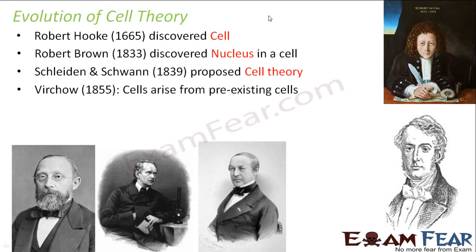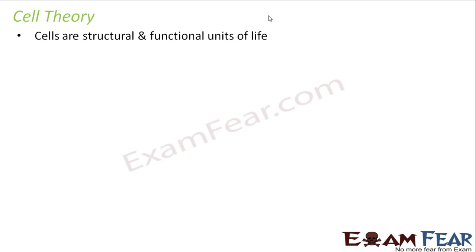These were some of the improvements over the study of the cell, right? Here you can see 1665 when the cell was discovered for the first time. After that there was a long gap, but then again in the 1800s, that is 1833, then 1839, then 1855. So gradually people were becoming successful in understanding cells, right? Okay. So now let us look at the cell theory. What does the cell theory actually say?